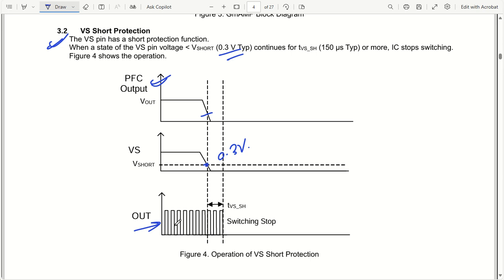Which is going to the gate of the MOSFET, that will switch off, that will stop switching after these many pulses, like after 3 pulses it will get switched off. So you can see we have 150 microsecond typical time or more, and then the IC stops switching. So this is how it is going to protect for feedback short circuit protection.